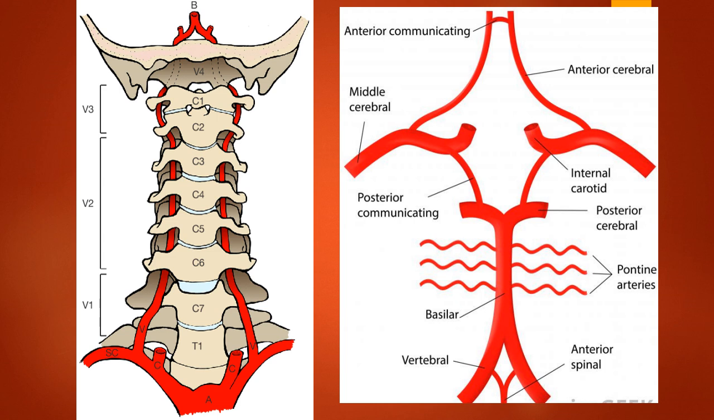Once the vertebrals join to form the basilar, it's going to travel for a very short segment, then split into our posterior cerebral arteries. And then we're going to be talking more about the circle of Willis. So how do we complete this circle? How does that anterior circulation that we just talked about with the ICA join up with this posterior circulation that we're just talking about from the vertebral to basilar to posterior cerebral arteries?